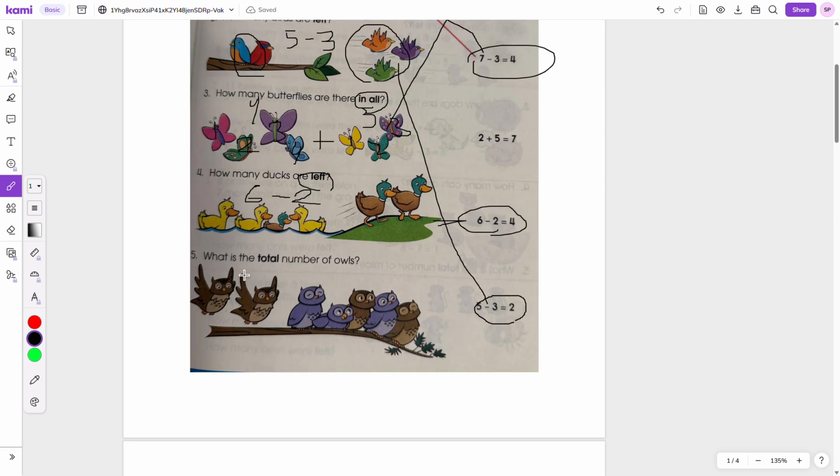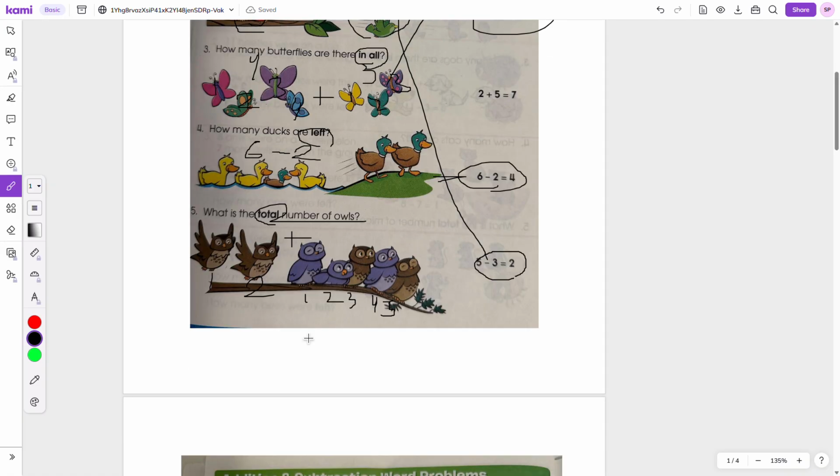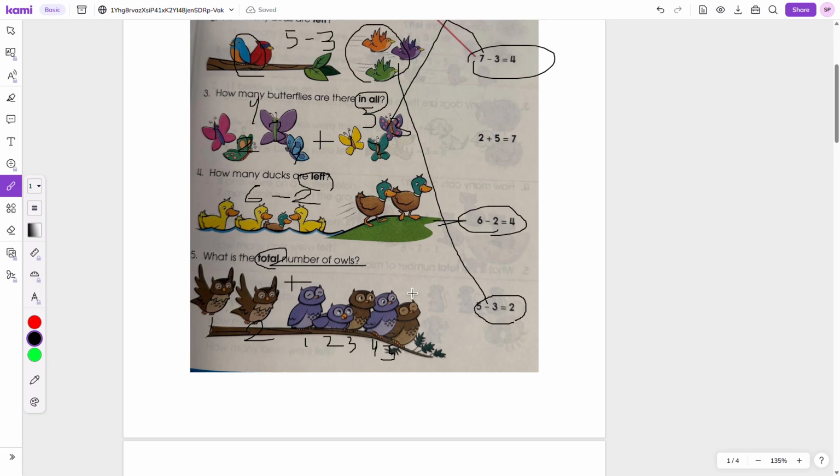Next, last one. What is the total number of the owls? So total means we have to add. So first we have 1, 2, and then we have 1, 2, 3, 4, 5. So it'll be 2 plus 5, and the total number of owls will be 7.